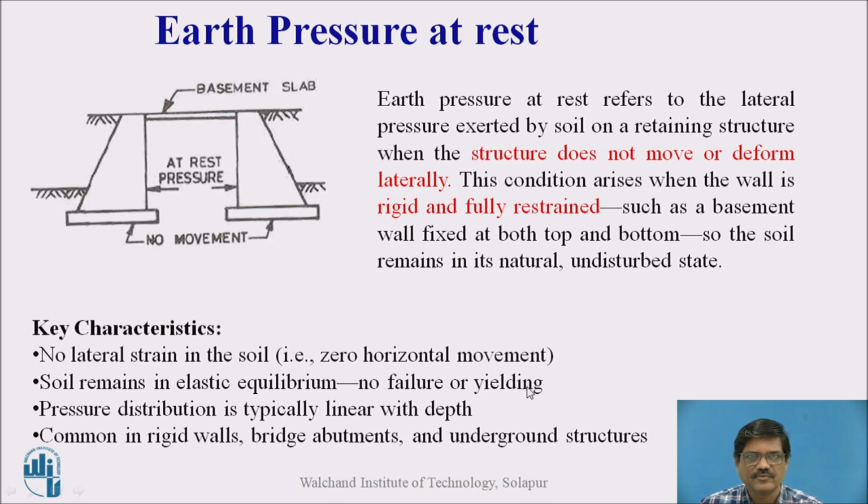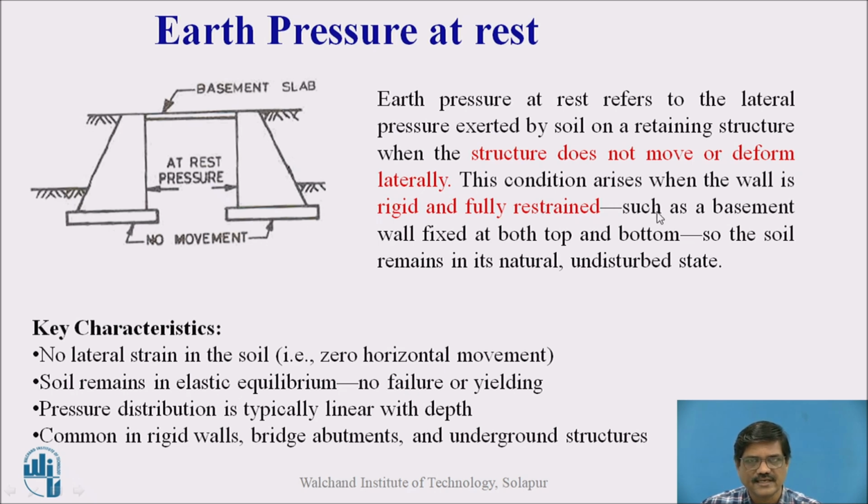A little bit of elaboration we will do for the earth pressure at rest condition. As I already mentioned in the last slide, the earth pressure at rest refers to the lateral pressure exerted by the soil on a retaining structure when the structure does not move or deform laterally. There is no scope for lateral movement of the retaining structure. Under such circumstances, whatever pressure is exerted by the soil, we call it earth pressure at rest. This condition arises when the wall is rigid and fully restrained.